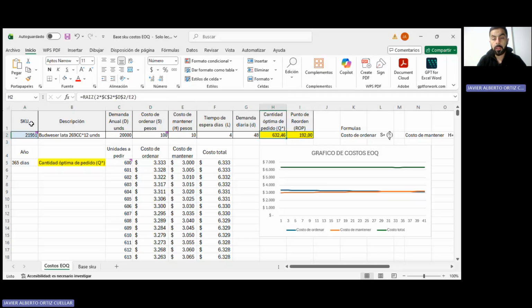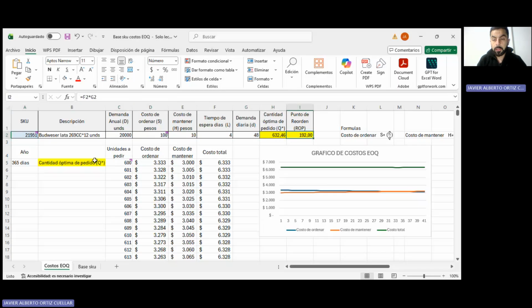That is, when we have 192 units in stock, we must generate an order with a minimum quantity of 632 units. This ensures that excess inventory is not generated and reduces the risk of obsolescence in low turnover SKUs.